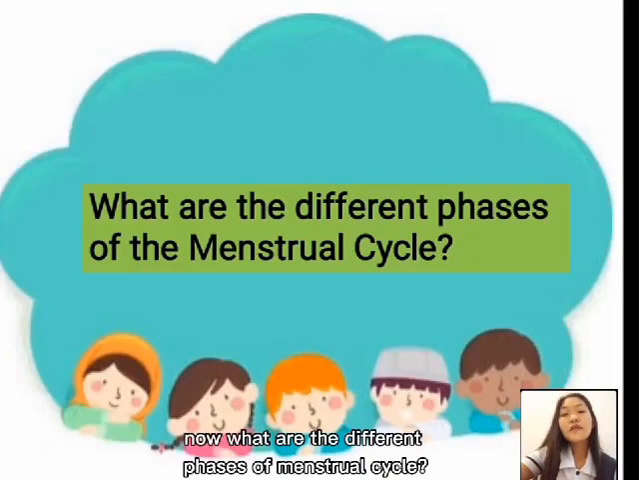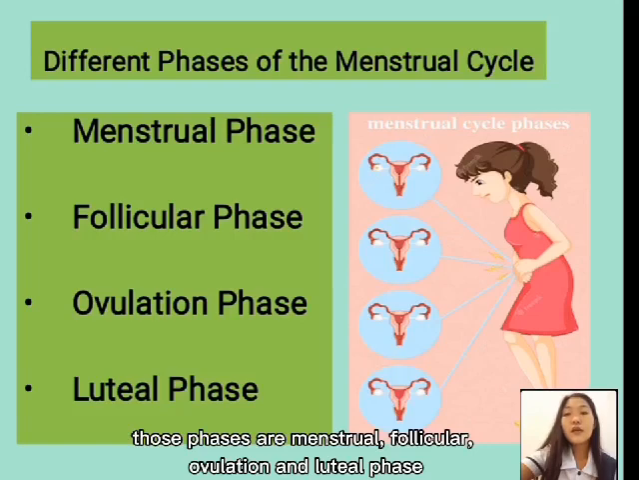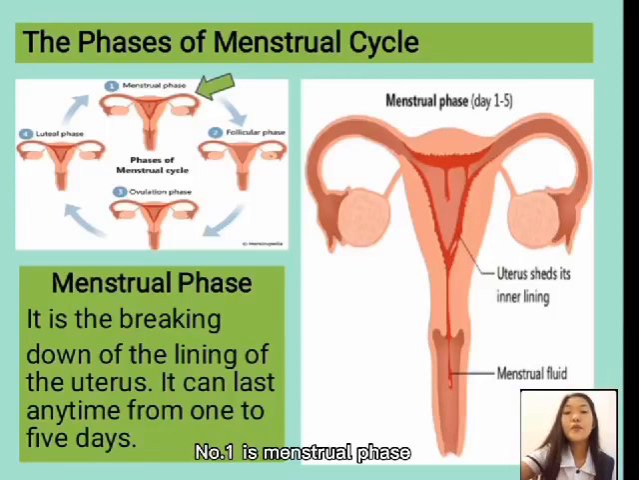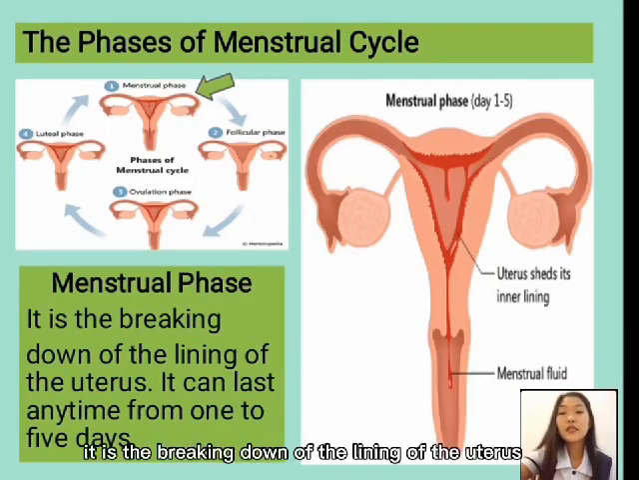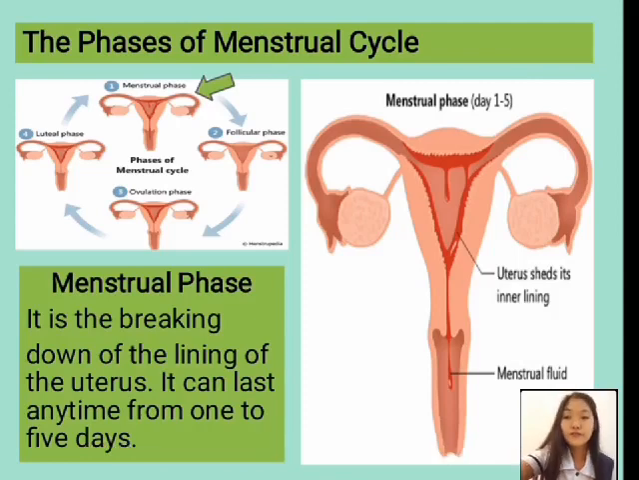Now, what are the different phases of the menstrual cycle? Those phases are menstrual, follicular, ovulation, and luteal. Now, let's describe the phases of the menstrual cycle. Number 1 is the menstrual phase. It is the breaking down of the lining of the uterus. It can last any time from 1 to 5 days.